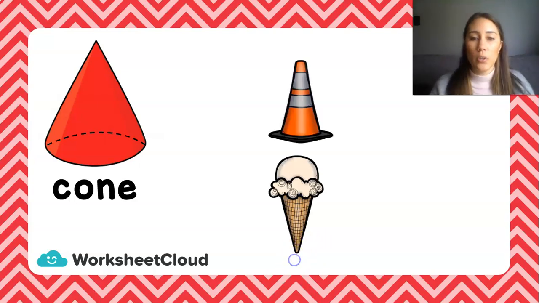A cone could also be a traffic cone or a beacon, and this we would see either on the side of the road, or maybe we see this at sport when we do sport.